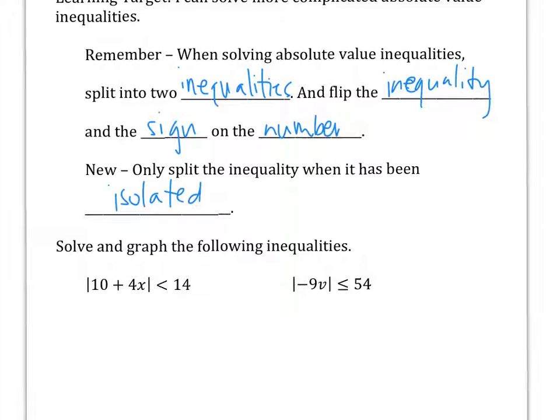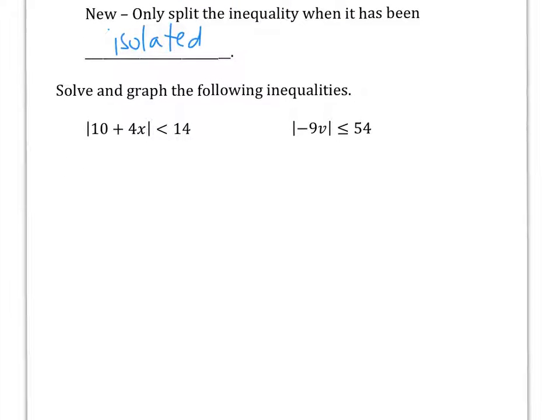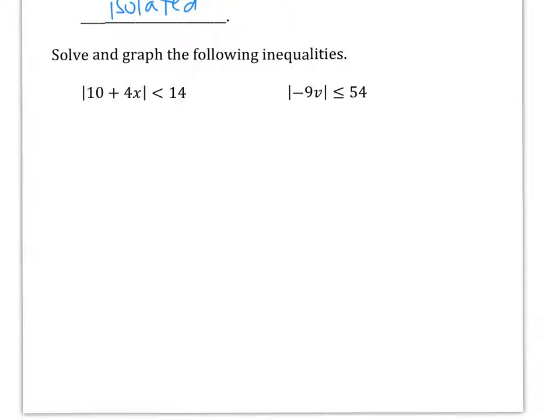So let's look at a review of what we already know about absolute value inequalities. Solve and graph the following inequalities. The absolute value of 10 plus 4x is less than 14. We'll split this up into two cases, and I'll color code it. The first case will be in blue, and that's as we see it: 10 plus 4x is less than 14. And then the second case is 10 plus 4x is greater than negative 14.